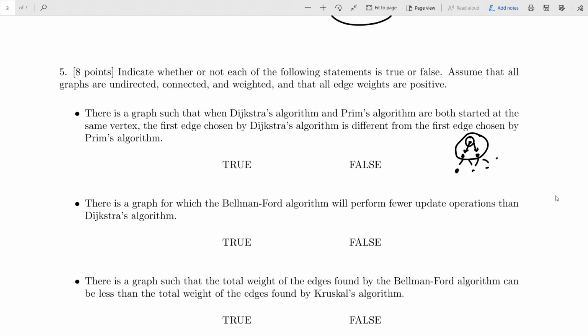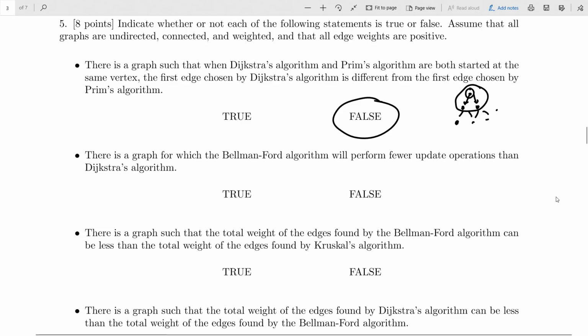So when you're looking for the first edge, will there be any difference? Right. The vertex is closest to the root, but there's only one vertex in the tree, which is the root. The vertex that's closest to the root is also going to be the vertex that's closest to any vertex in the tree, since there's just one. So that would be false.